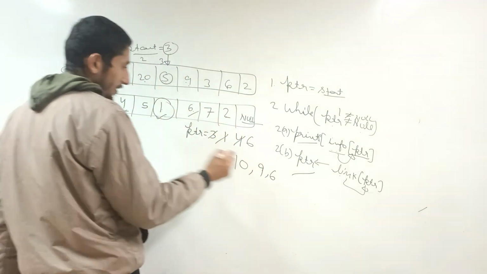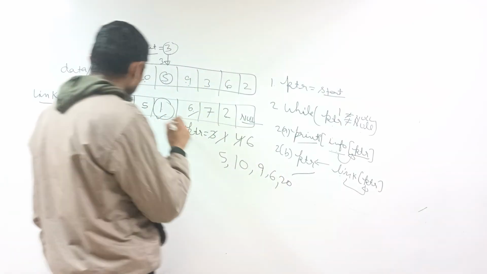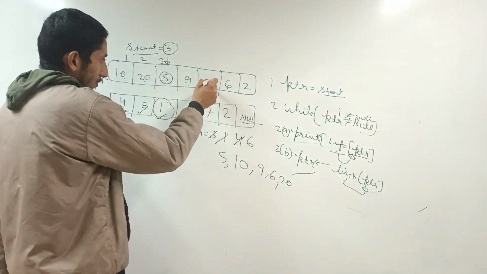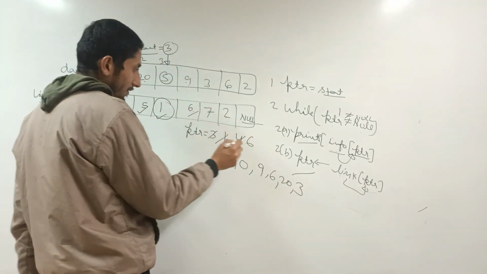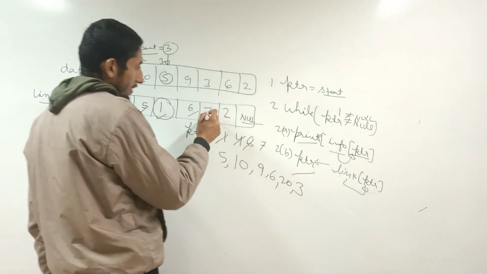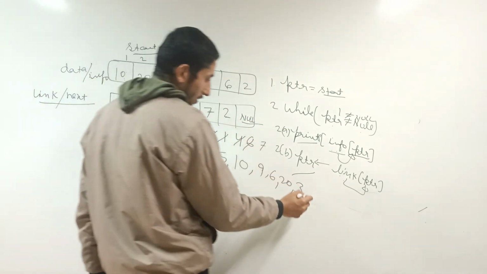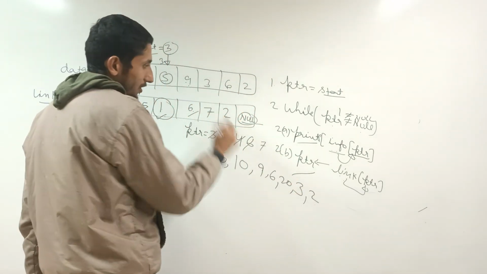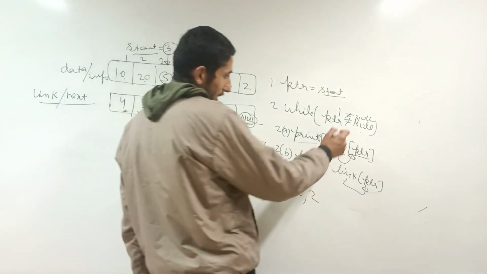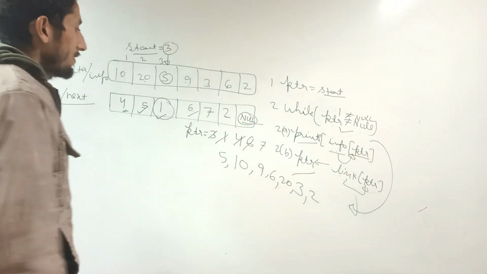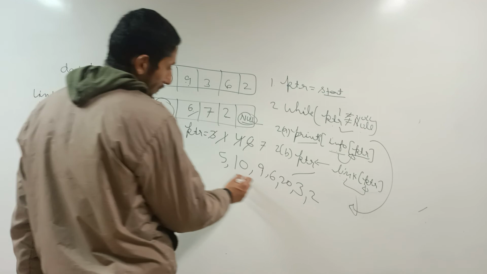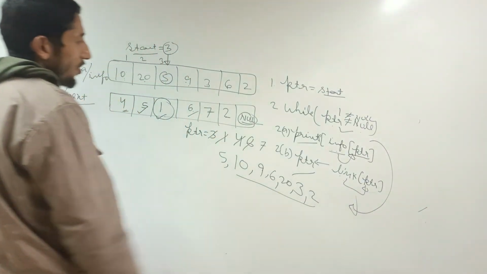Then the 20. The next block can be found at the fifth position. So we will give 3. Then the PTR becomes 7. Like this. Then 2. Then the PTR becomes null. The moment the PTR becomes null, we will come out of the loop. So in the same fashion, we have printed all the values of the linked list. That is called traversing of a linked list.